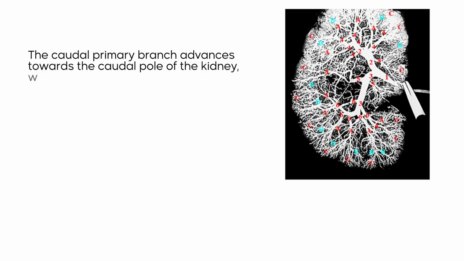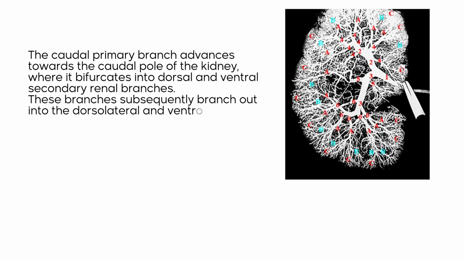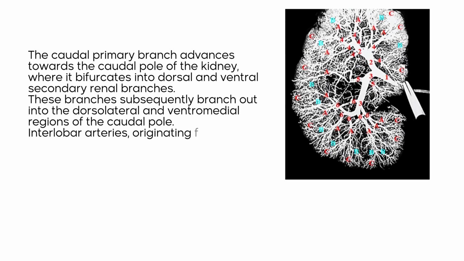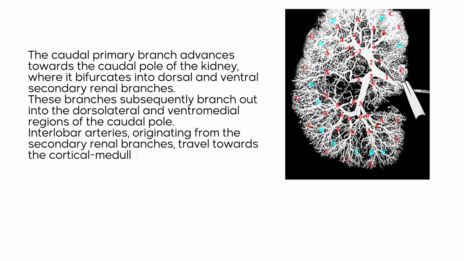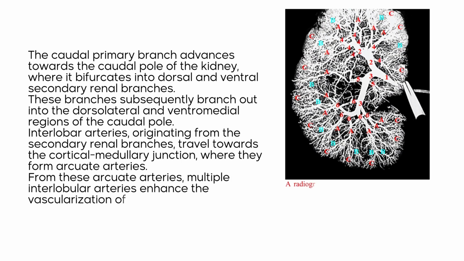The caudal primary branch advances towards the caudal pole of the kidney, where it bifurcates into dorsal and ventral secondary renal branches. These branches subsequently branch out into the dorsolateral and ventromedial regions of the caudal pole. Interlobar arteries, originating from the secondary renal branches, travel towards the cortical medullary junction, where they form arcuate arteries. From these arcuate arteries, multiple interlobular arteries enhance the vascularization of the renal cortical tissue.